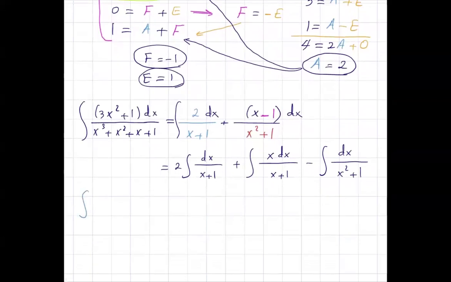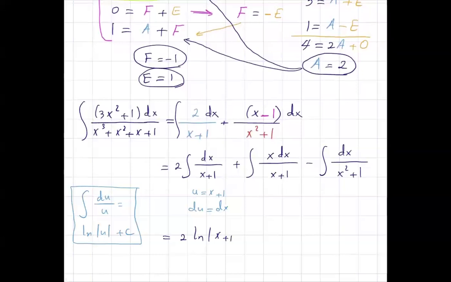Remember that the integral of du divided by u is ln of the absolute value of u plus c. So if I take u to be x plus 1, du is equal to dx. This integral is 2 ln of the absolute value of x plus 1. And then for this integral in the middle, x minus 1 divided by x squared plus 1, how can I write this integral? This can be written as the integral of x dx over x squared plus 1 minus the integral of dx divided by x squared plus 1.